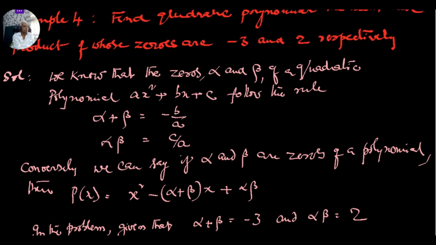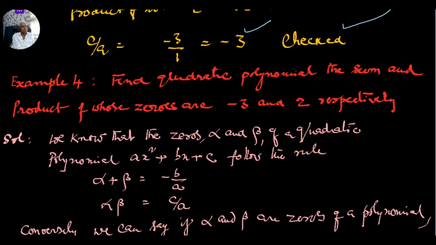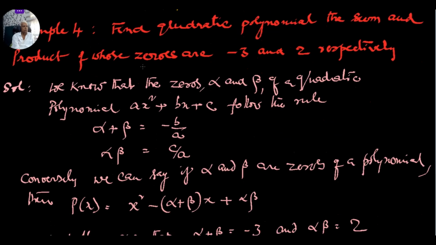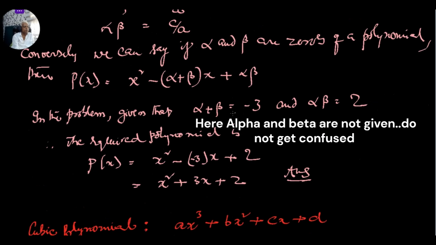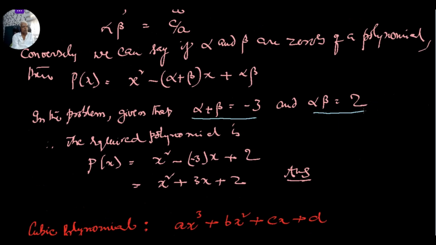Example 4. Same thing. Find the quadratic polynomial, the sum and product of whose zeros are minus 3 and minus 2 respectively. That is one example. Here people get confused. People may take this as alpha, this as beta. This is wrong. Actually, he has given alpha plus beta equal to minus 3, alpha beta equal to 2.